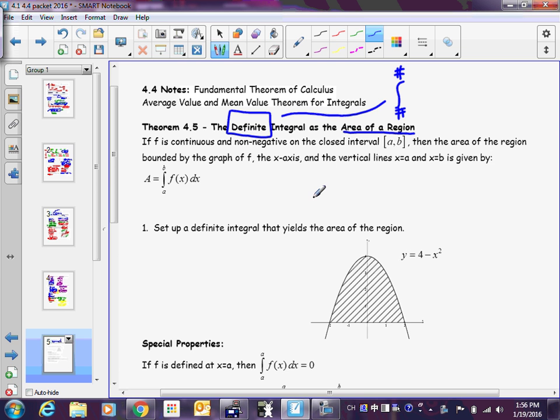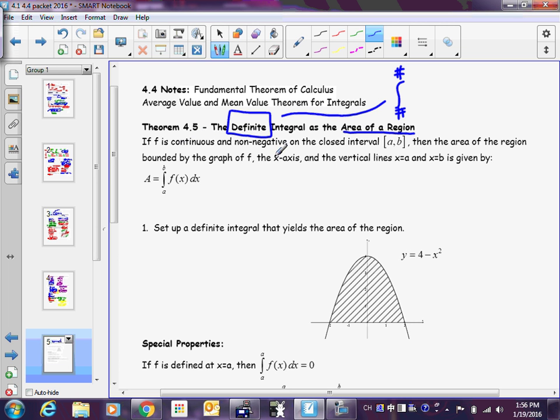I'm going to make a connection between what we were doing last week and Riemann sums. I think it's not going to be more work. I think it's going to help you understand Riemann sums better, and understanding Riemann sums is going to help you understand this better. So here's what this theorem states.